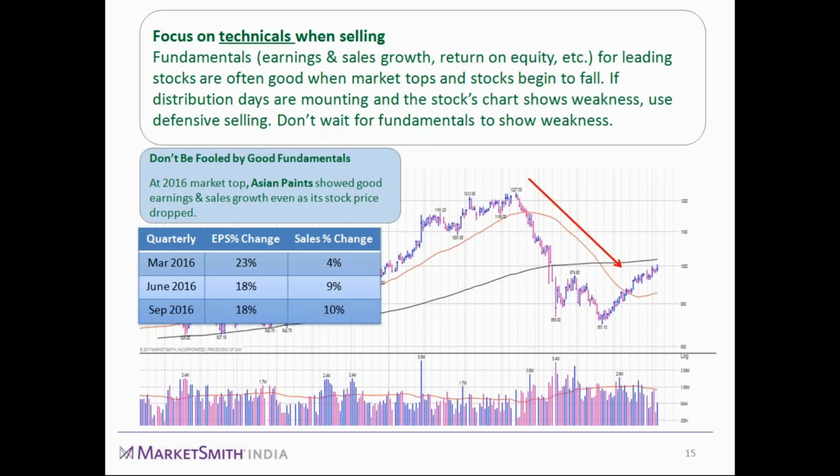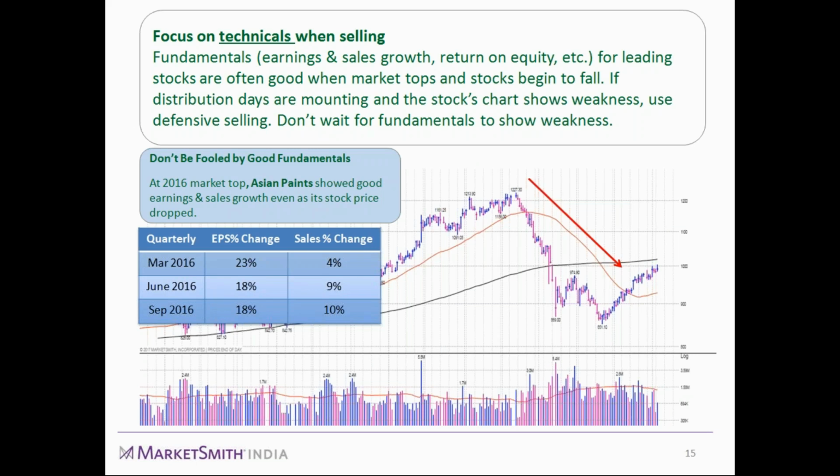Just to highlight that fundamentals will always lag the technicals in the market. That's why we look at technicals in the market. We keep on talking about the 50-day moving average, stocks falling on high volume, and so on. The reason we emphasize all those things is that when the market is looking weak, the technicals will start to look weak before you see any kind of fundamental change in the stock.